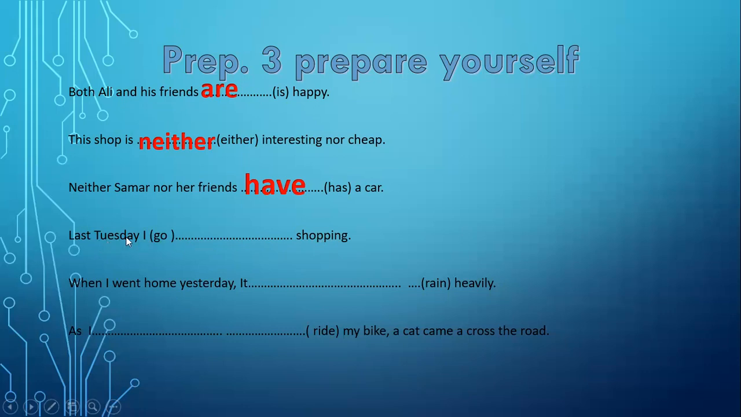Last Tuesday, I go shopping. Here, past simple. So we have to put the verb in the second form, which is went, because go is an irregular verb. When I went home yesterday, it rained heavily. Here, when is a connecting word. It connects past simple and past continuous. The first sentence following the when is past simple, and the second sentence is past continuous. So we have to use was and verb plus ing because the subject is it. It will be, yes, was raining. The other way around is here, as followed by past continuous and then past simple. So we have to put the first sentence in past continuous. It will be, yes, as I was writing.